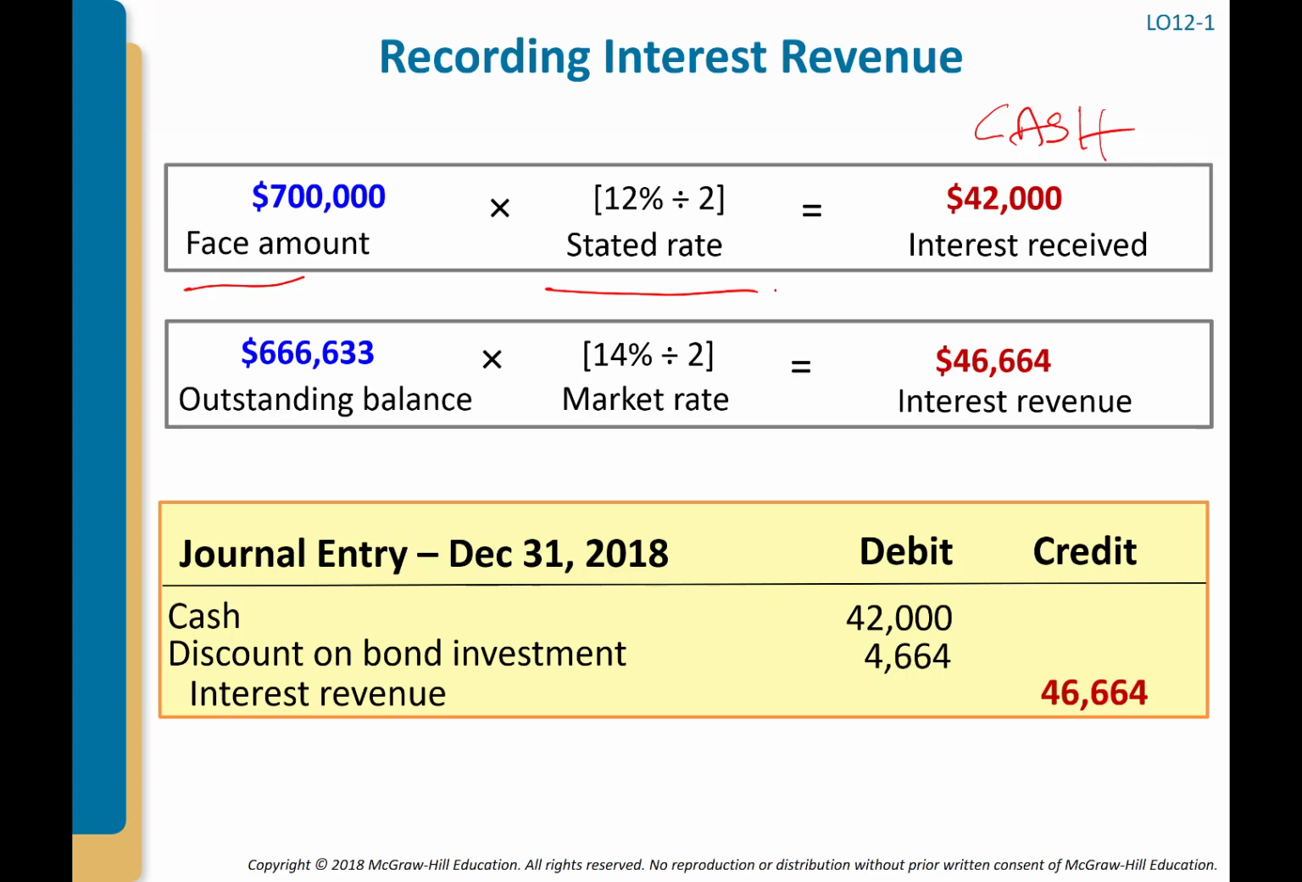But notice, it's now 671,297. Has the carrying value of the investment gone up? It was 666,633, wasn't it? It's gone up from that to 671 something. It's gone up, and it should go up because I'm going to get 700,000 when this thing matures, right? Question, guys? No? Okay. We're good?